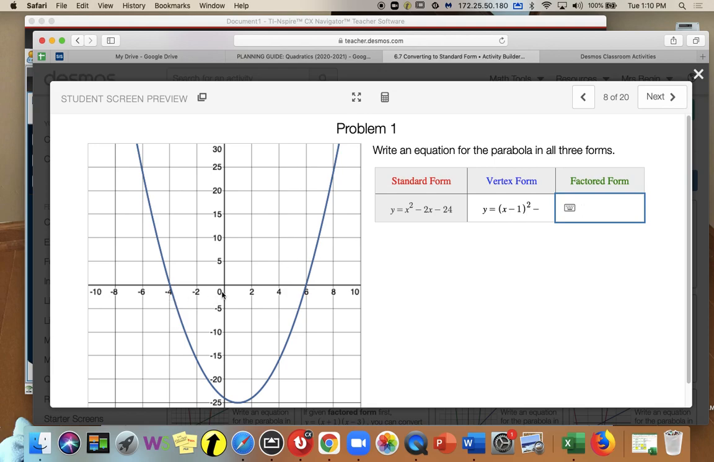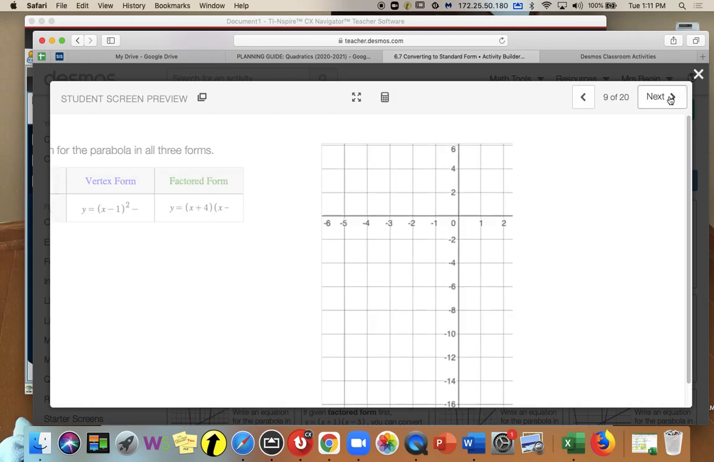Factored form, I'm going to look at the zeros and do the opposite. So the opposite of negative 4 is 4. And the opposite of 6 is negative 6. And we can see that that graphs it as well. Okay, so again, we're given standard form. You should be able to type in vertex form with what we know about how the graph shifts, and factored form with what we know about the x-intercepts or the zeros or the roots of the graph.